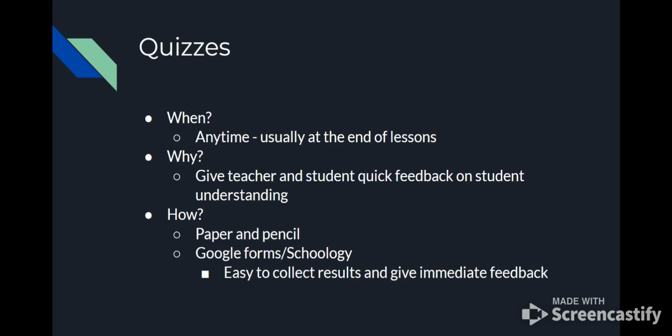Another type of informal assessment is the use of quizzes. These can be given at any time, but are usually given after lessons to give the teacher and student quick feedback on student understanding. These can be given with paper and pencil or with technology using Google Forms or Schoology. The advantage to using Google Forms or Schoology is that teachers can collect results easier and give the students immediate feedback.